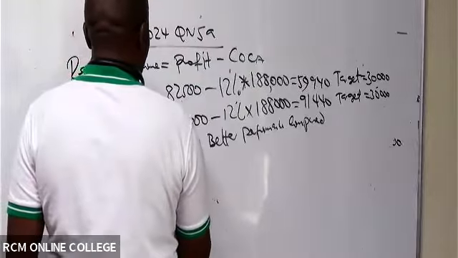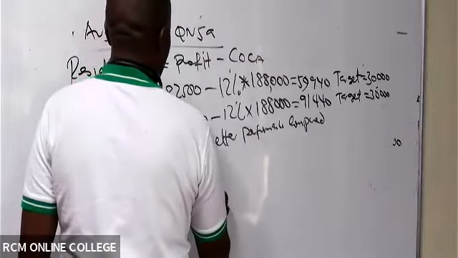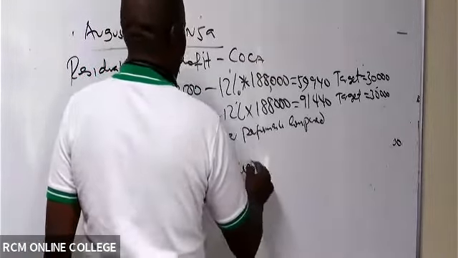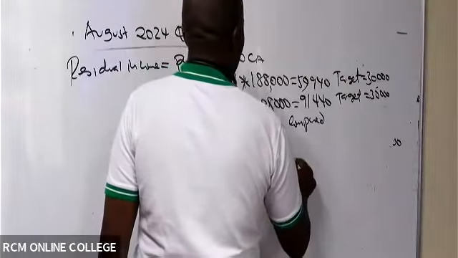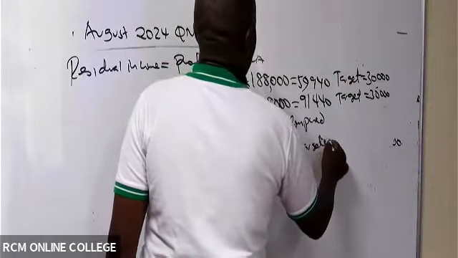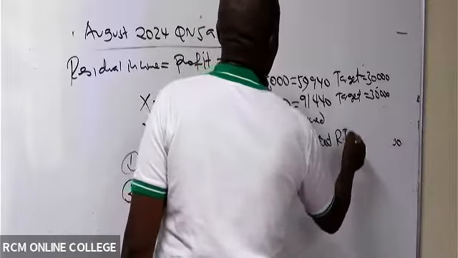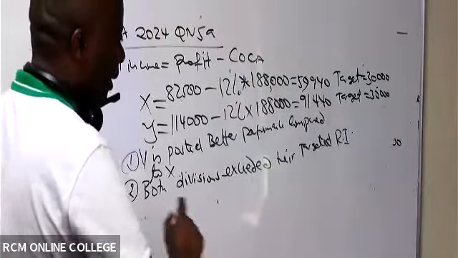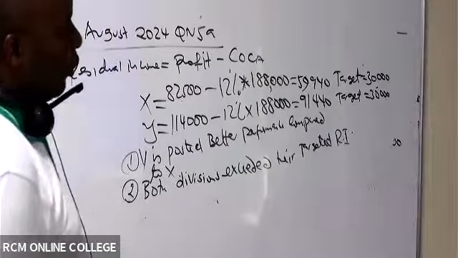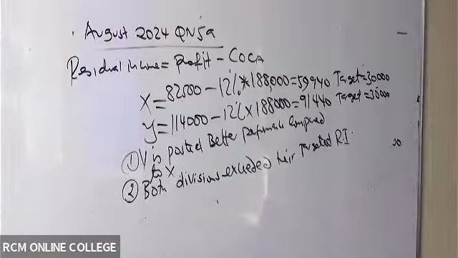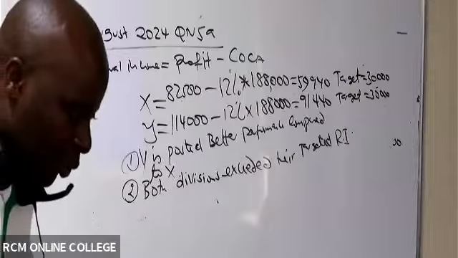Both divisions exceeded their targeted residual income. And then you say dash there, very good performance. Now, ladies and gentlemen, from there, we shall straight away take on the next one. Are they ready for the next question?